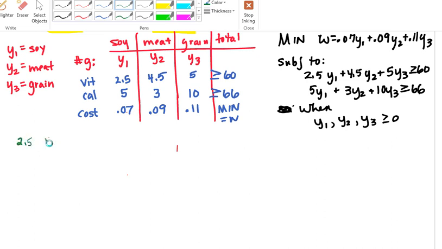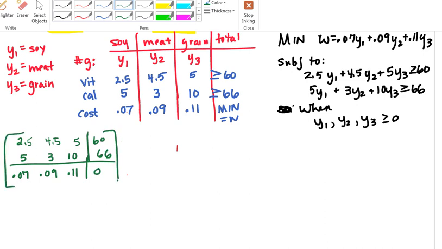2.5, 4.5, 5, and 60. And I'm going to take my coefficients from the second constraint, 5, 3, 10, and 66. And then my coefficients from the objective function without having done any manipulation of it, 0.07, 0.09, 0.11, and you can put a 0 as a placeholder in the corner. And I'm going to transpose this data.